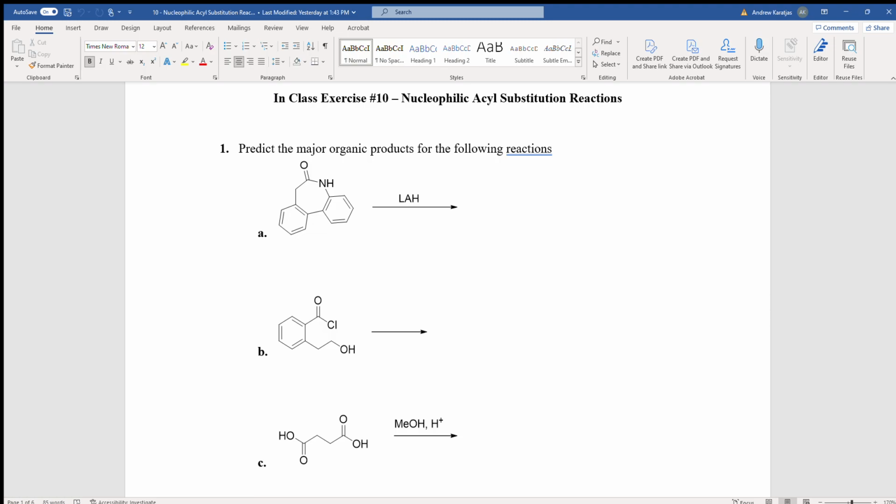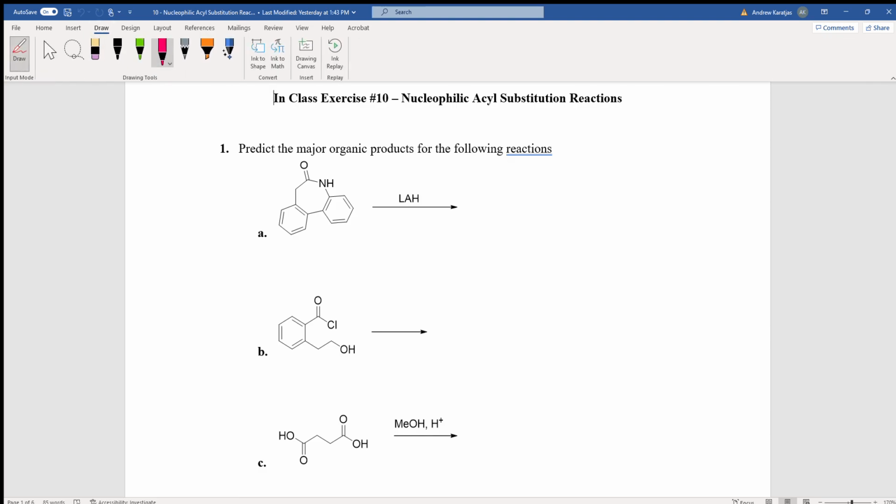So here we have a series of problems on our nucleophilic acyl substitution reactions. And so we start right away with the addition of LAH. LAH we know is a reductant. It will reduce any carbonyl compound. In this case we've got an amide, and in the presence of amides, LAH is able to reduce them all the way down to the corresponding amine.